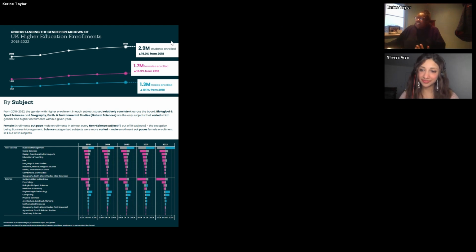And then going down into subject and looking at it by subject and splitting it into science and non-science. What I really liked about this chart here, going back to what Shreya mentioned about pre-attentive attributes, is the use of color. We tend to see the color on both bars, like pink and the blue for every single one. But here she's used the color only where it has the largest proportion. So it really stands out.